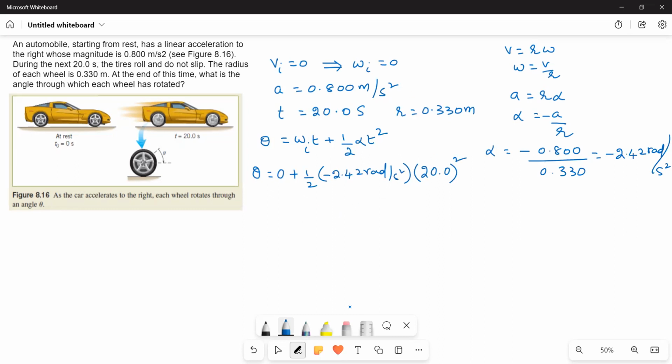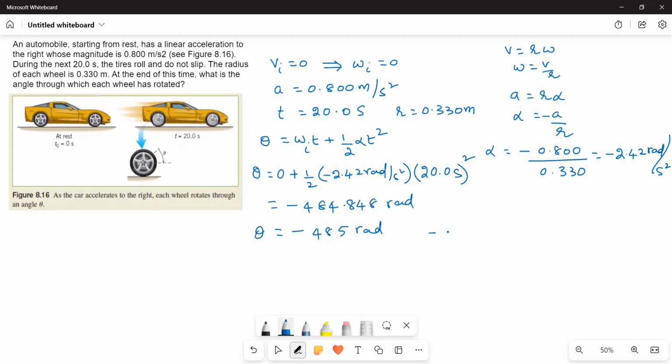So this gives a value of negative 484.848 radians. So theta is equal to minus 485 radians. Here the negative sign indicates that the rotation is in the clockwise direction.